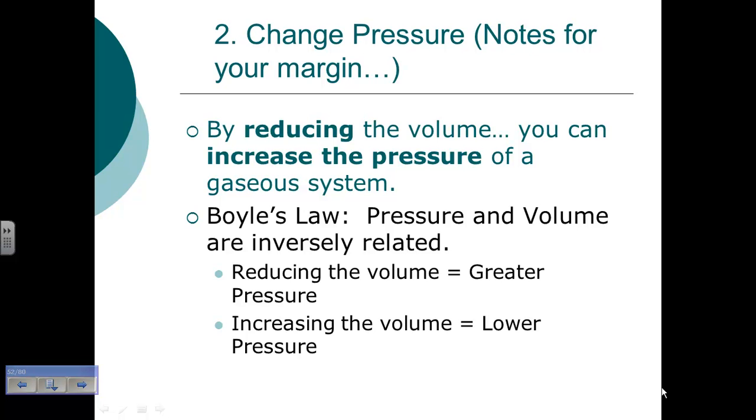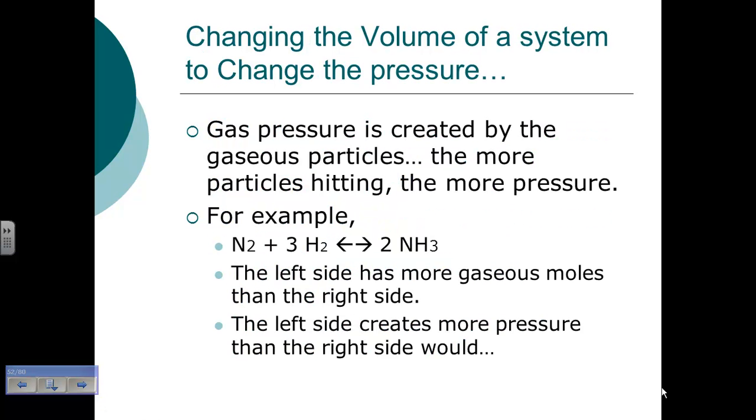If I put the reaction in a larger container, increase the volume, those molecules won't hit as often, therefore the pressure would drop. I manipulate pressure by volume changes, P's and V's being inversely related. If I reduce the volume, pressure increases. If I increase the volume, pressure will drop. Now that's kind of background knowledge to see what would happen as we change the pressure of a system in equilibrium. And let's consider just an example.